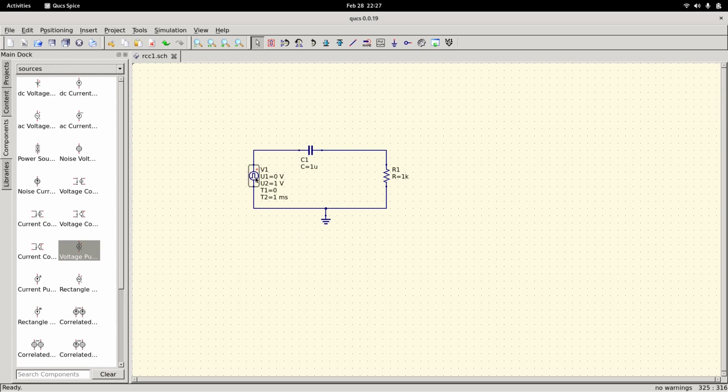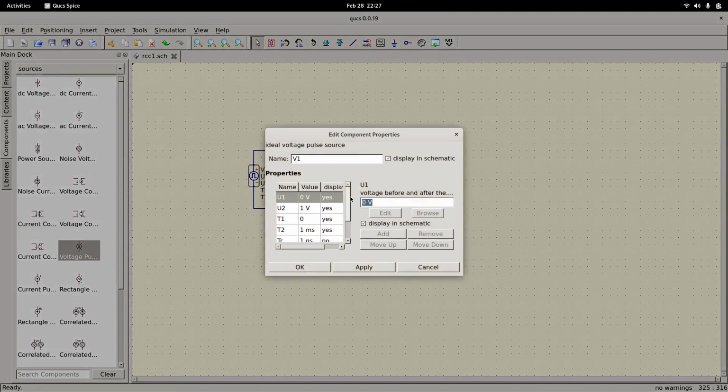Now we will edit the source, the pulse source. Actually it is a pulse. A pulse remains low for some time, then it goes high, then it again returns to the low value, and so on. We require a step function which has a low value, and at t equal to 0 it goes high and it stays high forever.